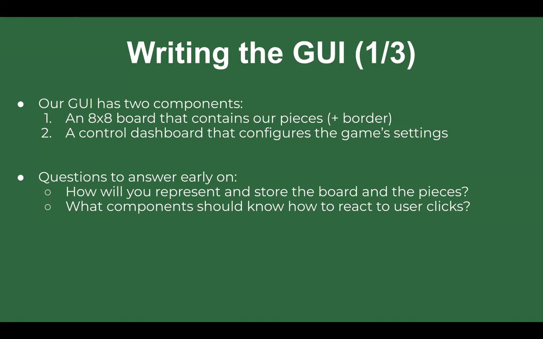So some questions to think about as you're thinking about making this GUI. How can you represent and store the board and the pieces? Think back to past projects like 2D arrays, that kind of thing. And then what components should know how to react to user clicks? So like when I click on the board, a piece should show up. So how can I design my GUI so that the board responds to that user click and makes some sort of a graphical change?